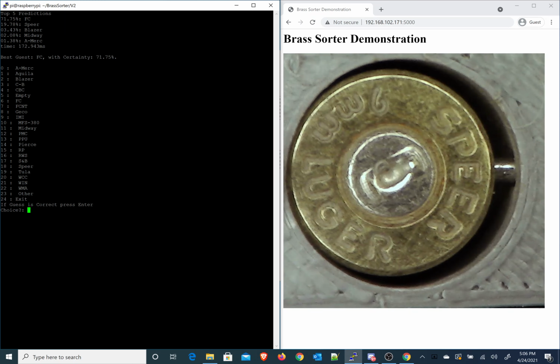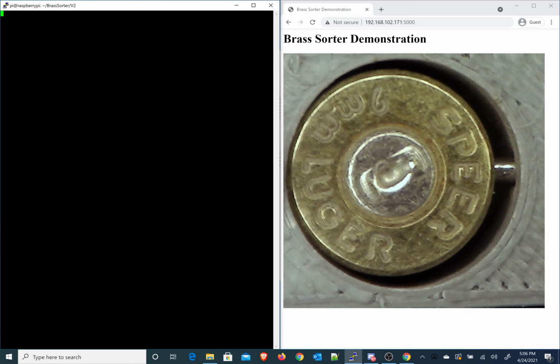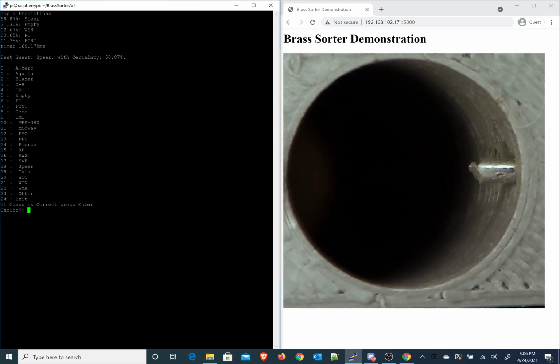So got this spear piece wrong. Same thing like I was saying before. Not a big deal. This is just a training mode right now. Augmented training, if you will. And that's it. We're done.